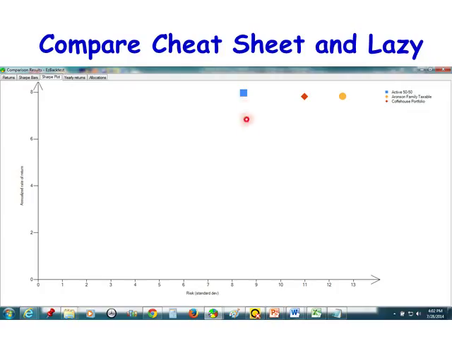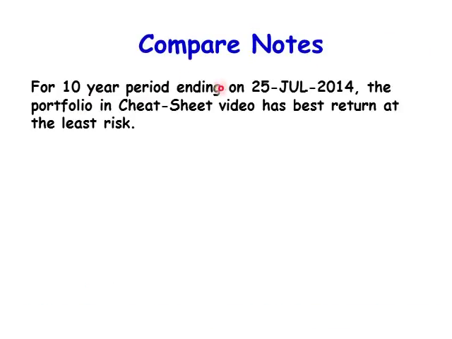When I do my comparison here, so this is the active portfolio which we just discussed, 50-50, is superior to this, the Coffee House portfolio, which is 60-40, and also the Arnson family portfolio, which will be 70-30. So even with 50% allocation to bonds, this portfolio has outperformed the other two and at a lot lesser risk. Okay, so this is about the best portfolio we have so far out of the three we discussed. Let's continue. Now compare, note, for the 10-year period ending 25th July 2014, the portfolio from the cheat sheet video has the best return at the least risk.